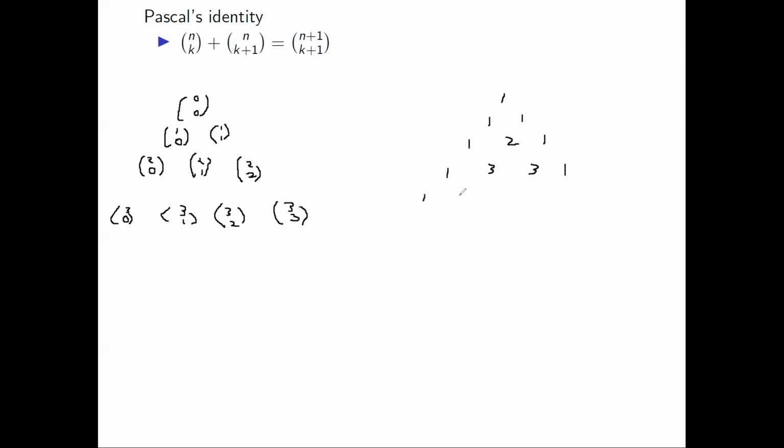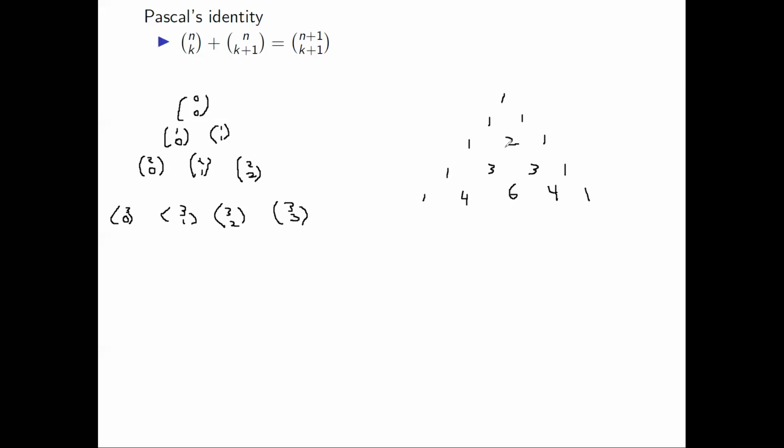So 4 choose 0, 4 choose 1, 4 choose 2. So 4 times 3 over 2 times 1. So we got a 6 there. Over here is 4 choose 3. It's going to be the same as 4 choose 1 by our previous slide. We got 1 here. So that's a good start to Pascal's triangle.